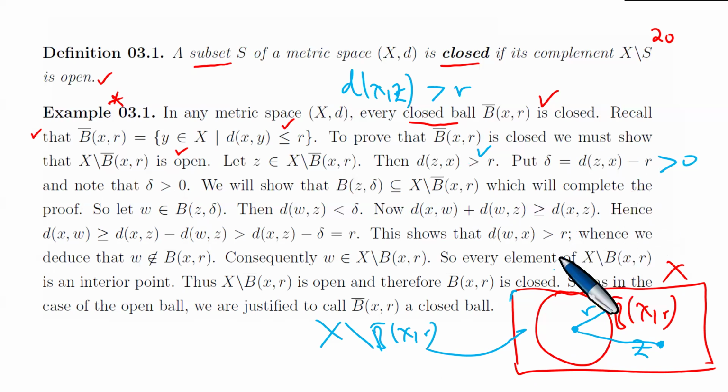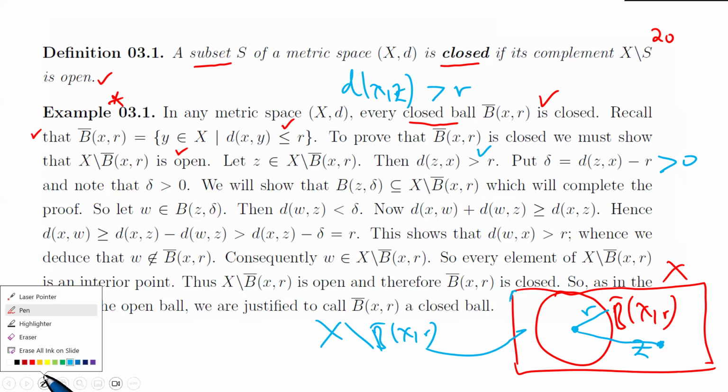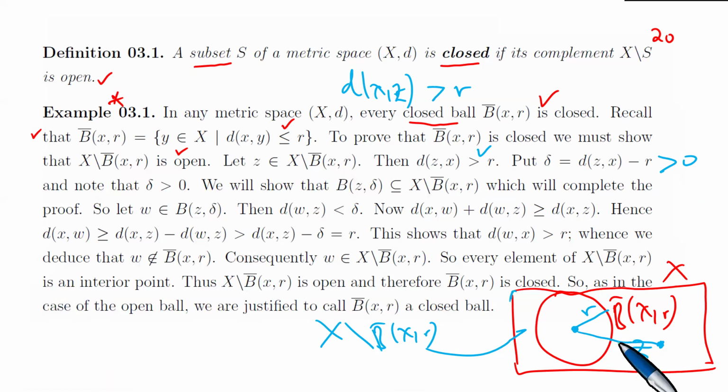It is a positive number because we're taking the distance between Z and X, which is much bigger than R, and we're subtracting something smaller than the distance. We're subtracting R, and therefore we are taking delta to be this little thing. What is delta? Delta is this little distance here. We're calling it delta.